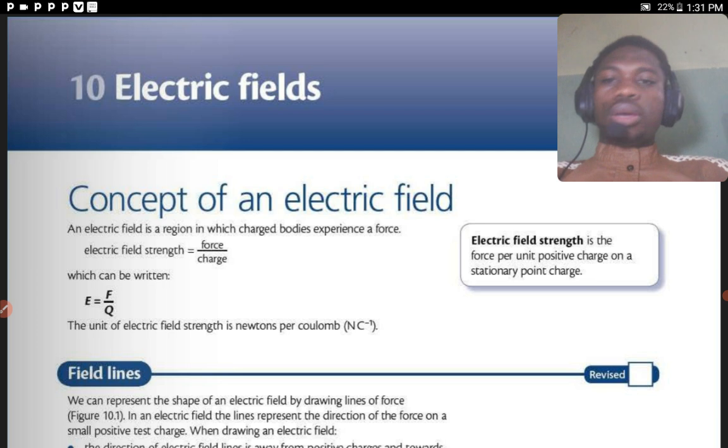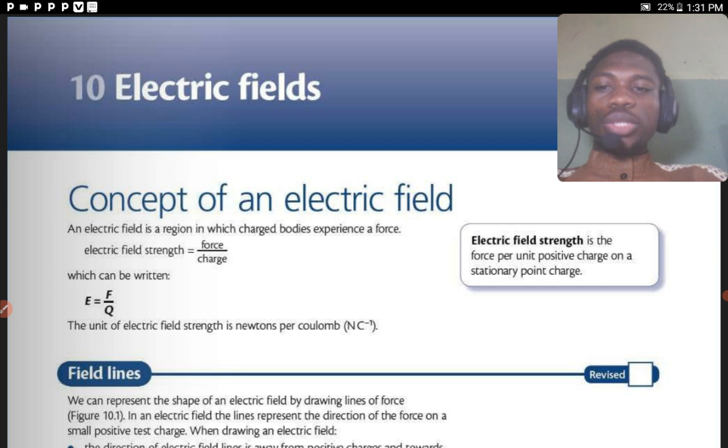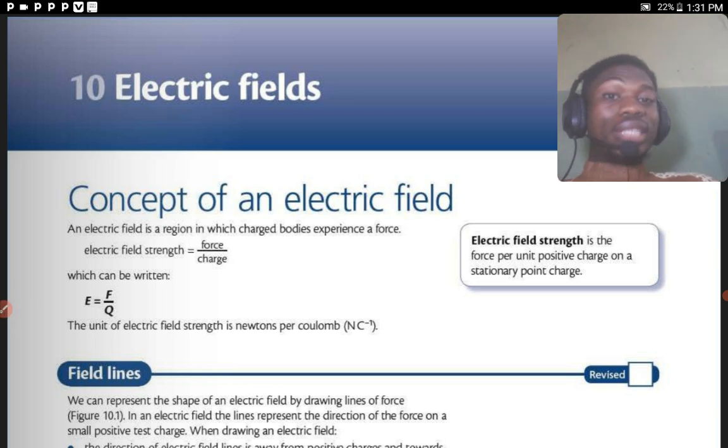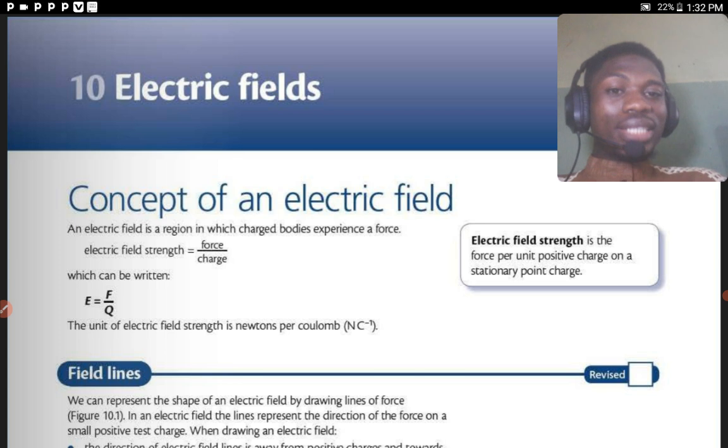All right, guys. The first thing, I want to talk on the concept of the electric field. The electric field is a region in which a charged body experiences a force. Which force is experienced here? It is the electric force or electrostatic force.